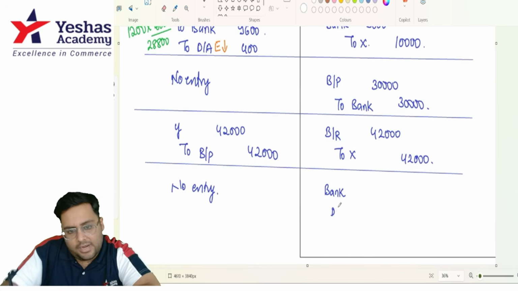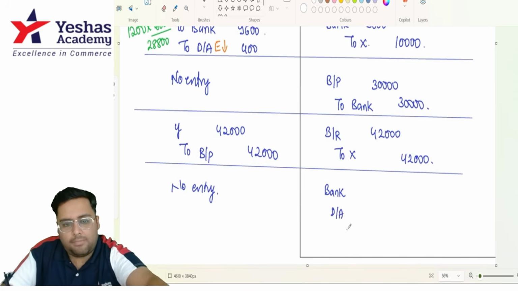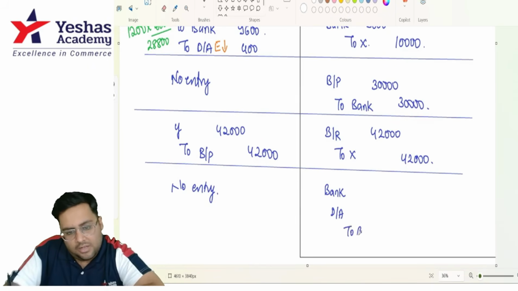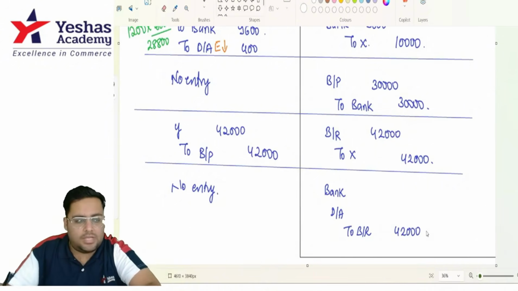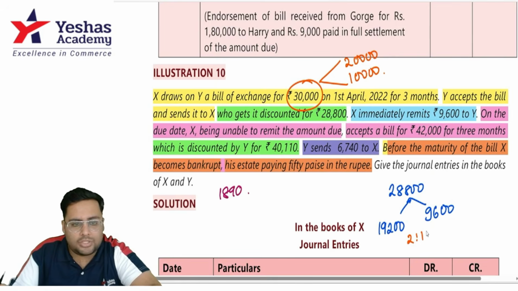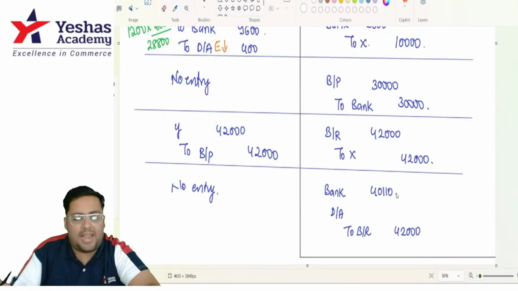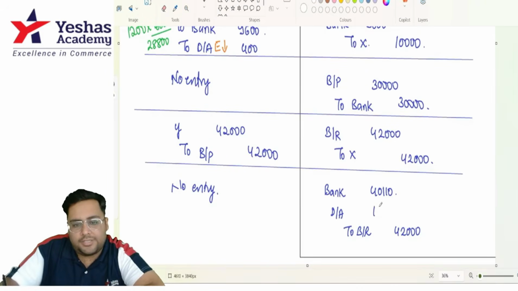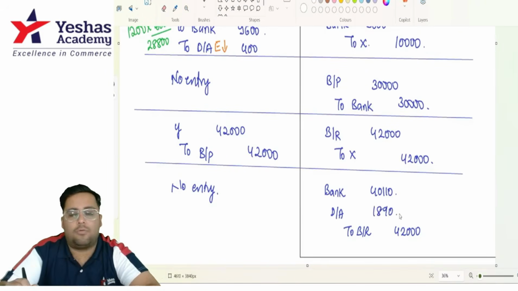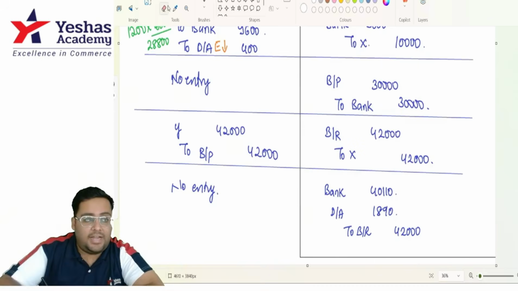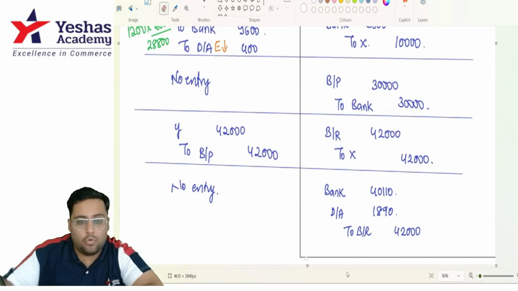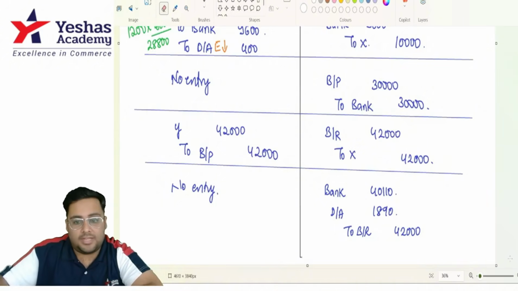Bank account debit, discount allowed account debit, to bill receivable account. The value of the bill was 42,000. Amount received in the bank is how much? 40,110. The balance will represent discount, which is 1,890 rupees. 1,890 is discount. Discount for whom? That is the total discount for both the parties.